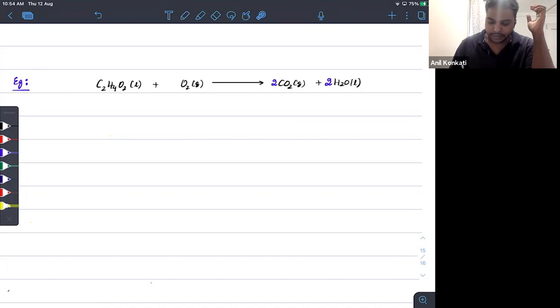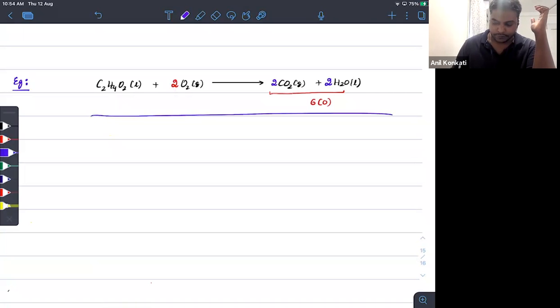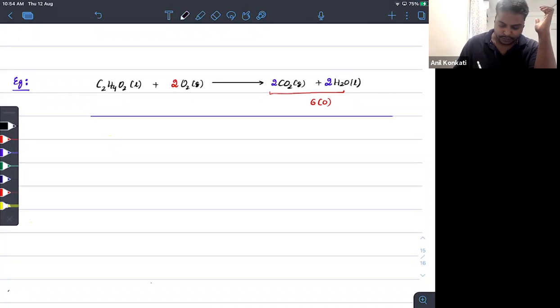Now see the number of oxygens. There are 4 oxygens here and 2 oxygens here. So the total number of oxygens is 6. And here we already have 2 oxygens. So if I put 2 here, that will become 4. So 4 plus 2 will become 6.